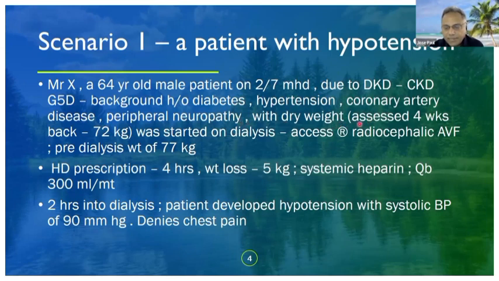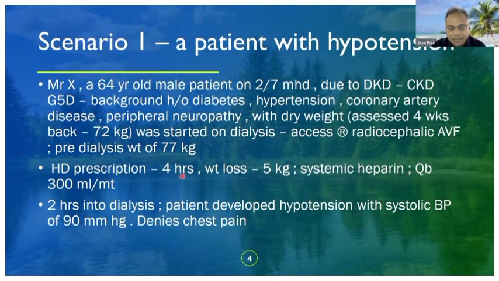His dry weight, which was last assessed about 4 weeks back, was reported as 72 kilos, and he was started on hemodialysis. The access is a right radiocephalic arteriovenous fistula. So he came to the dialysis unit with a weight of 77 kilos. And the hemodialysis prescription, which was started by the dialysis technician, was as follows.